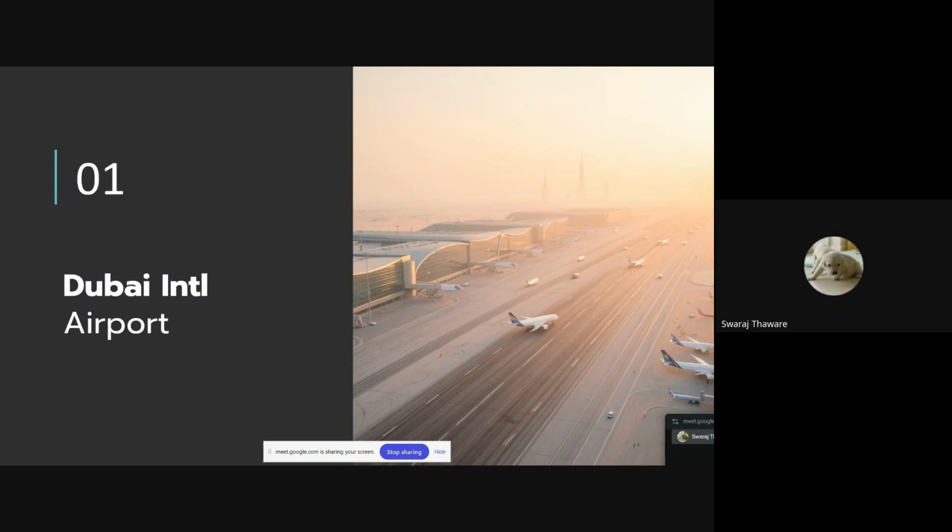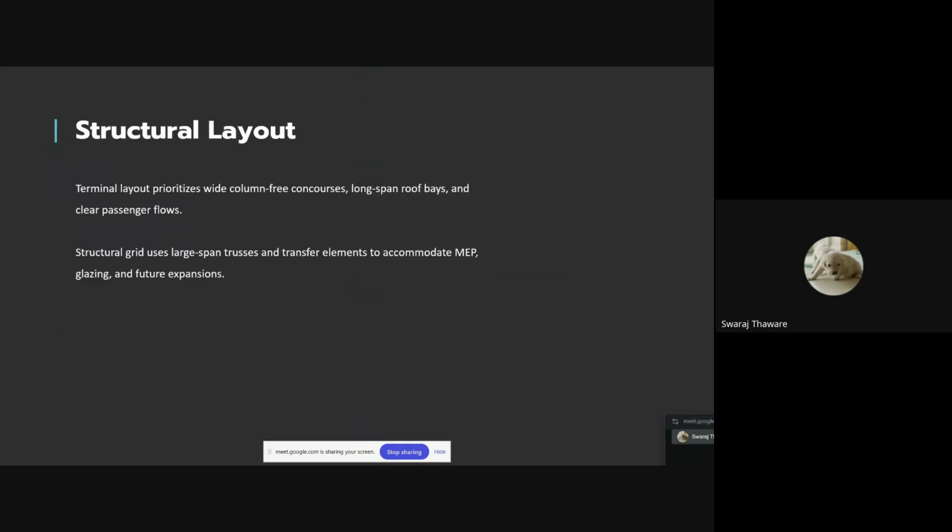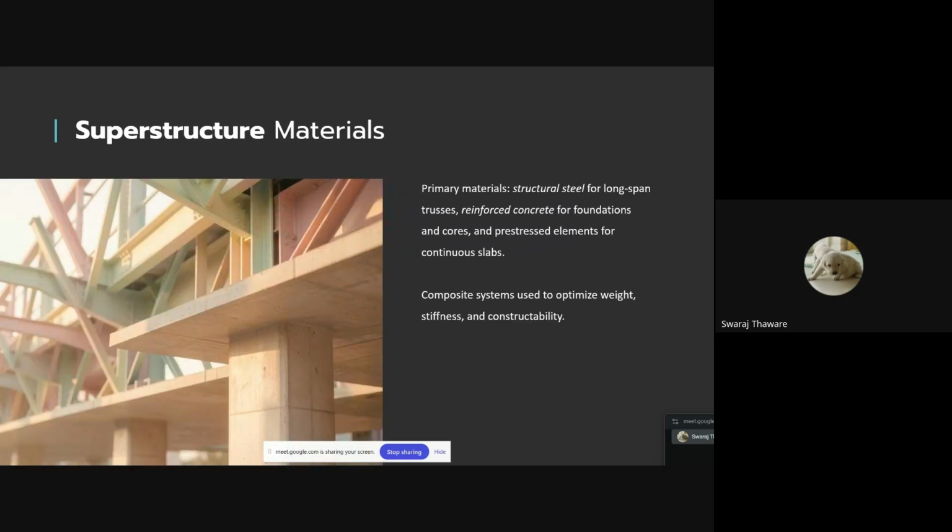The second one is the Dubai International Airport. The structural terminal layout prioritizes wide column-free concourses, long span roofs, and clear passenger flows, in which the structural grid uses large span trusses and transfer elements to accommodate MEP, glazing, and future expansions. Superstructure materials: the primary materials here are structural steel for long span trusses, reinforced concrete for foundations and cores, and pre-stressed elements for continuous slabs. Composite systems are used to optimize weight, stiffness, and constructability.